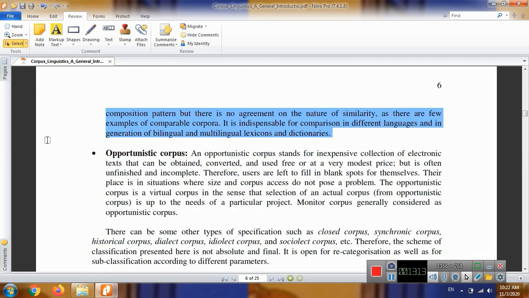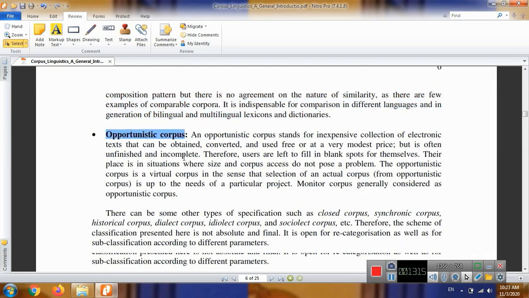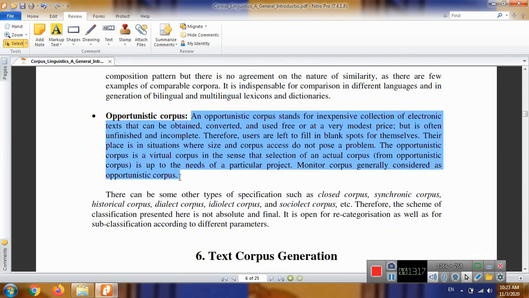Another type of corpus is the opportunistic corpus. An opportunistic corpus stands for an inexpensive collection of electronic text that can be obtained, converted, and used free or at a very modest price, but it is often unfinished and incomplete.